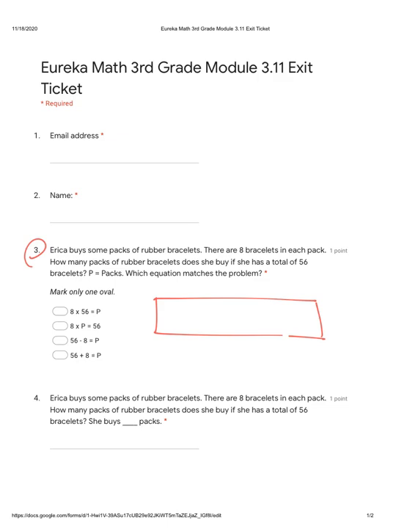Okay, what do we know? We know that there are 8 bracelets in each pack. So here's a pack, and here is 8 bracelets in each pack. We also know that there is a total of 56. So we know that there's 56 all together. Because we are solving for P, how many packs, we don't know how many packs there are. So what we are going to do is divide.